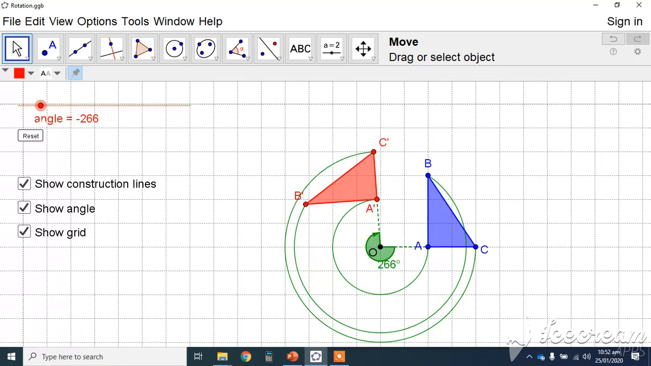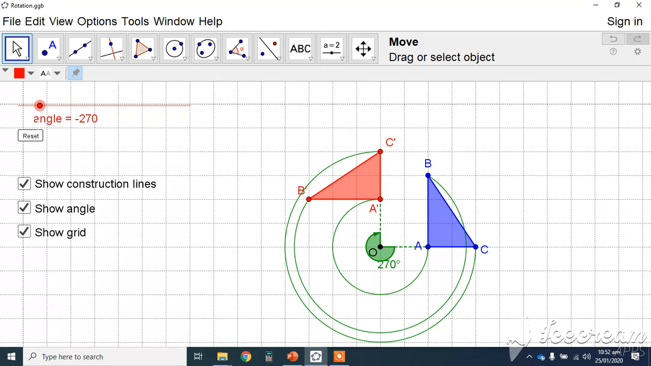Please be mindful that if we go in a positive direction, we are going anti-clockwise. And if we rotate in a negative direction, we're going clockwise.